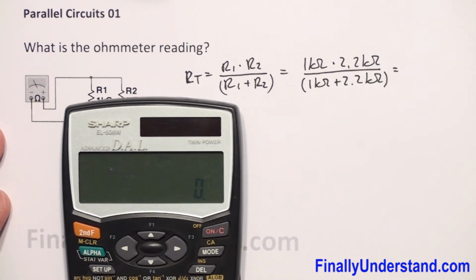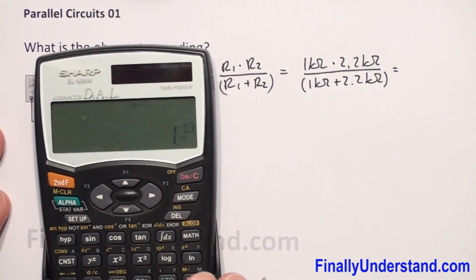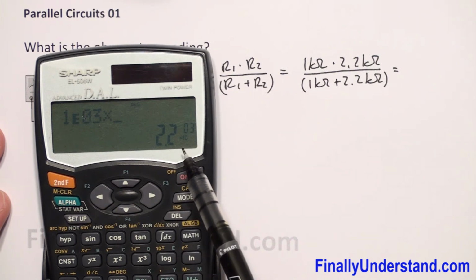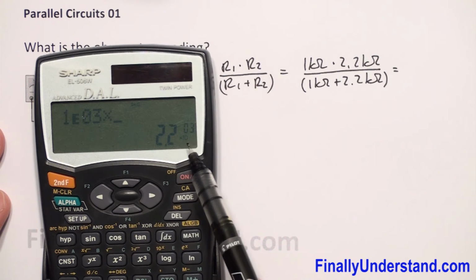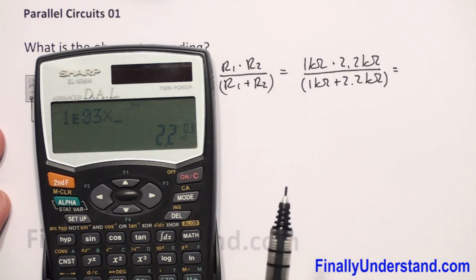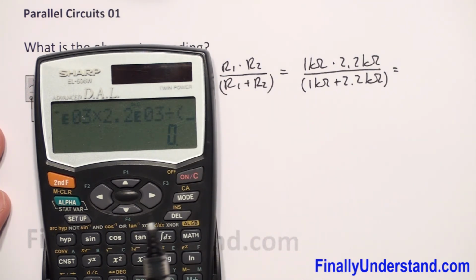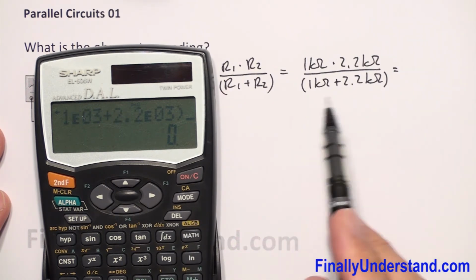and we have 1 kilo, so it means 1 exp3 times 2.2 exp3. I say exp3 means I have to have 2.2 times 10 to the third power, because this is k, divided by, open parenthesis, 1 exp3 plus 2.2 exp3, because I'm dealing with kilos.